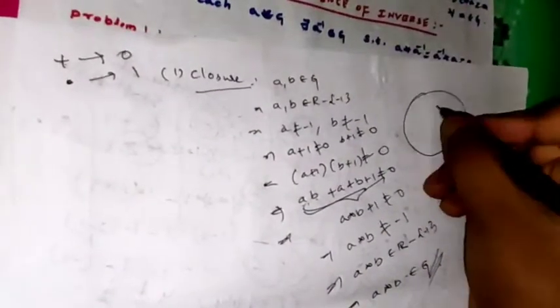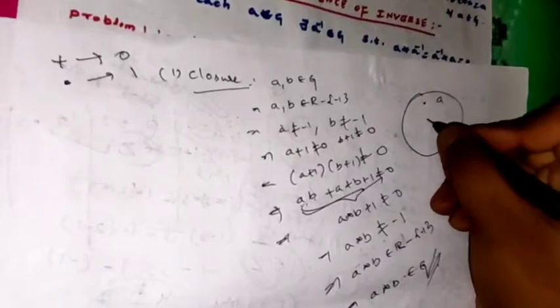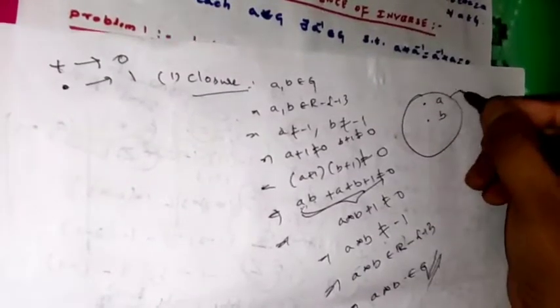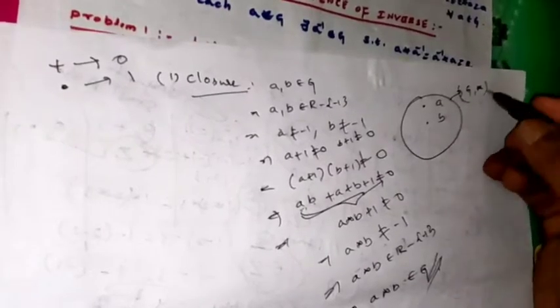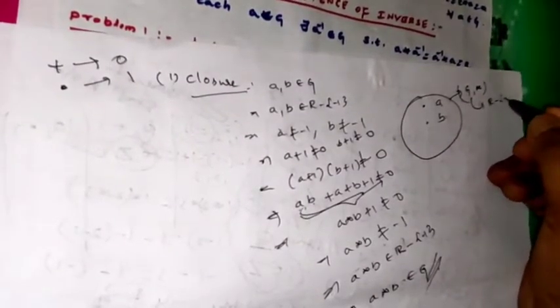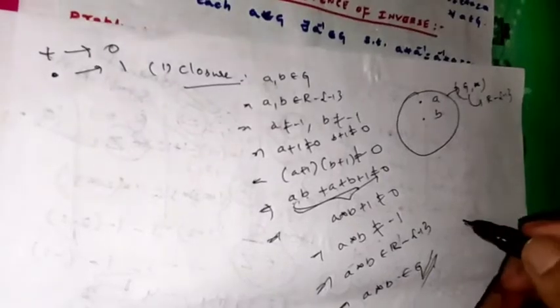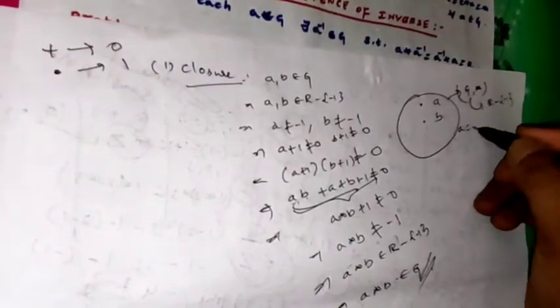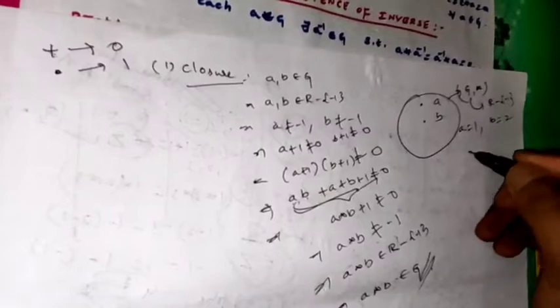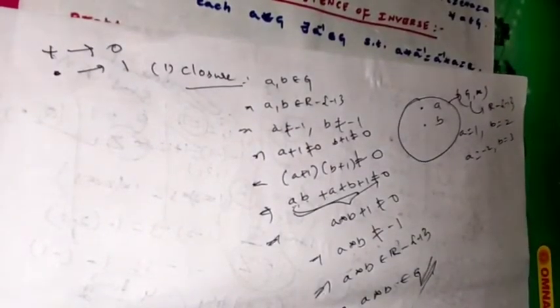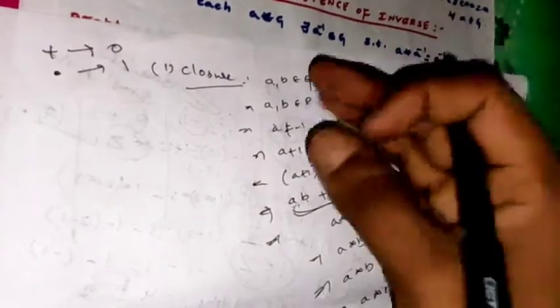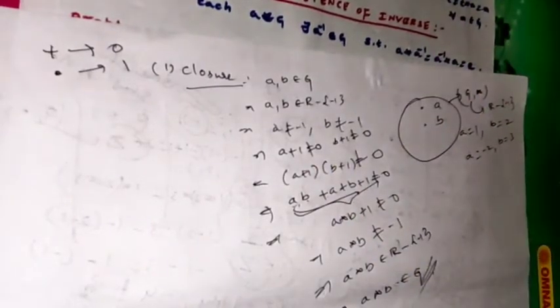In this set, we take any elements A, B. This is the group operation star that is given, and this is the group, R except minus 1. If we take any elements, for example A equal to 1, B equal to 2, or A equal to minus 2 and B equal to 3, this satisfies the closure property. Any elements except minus 1 satisfy the closure property.